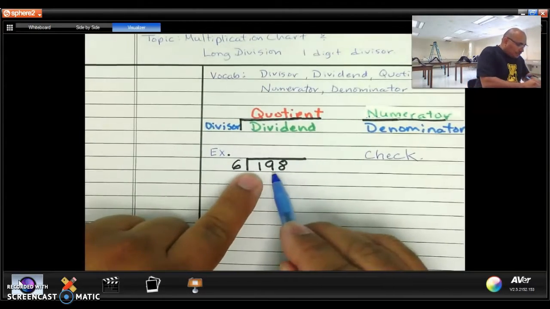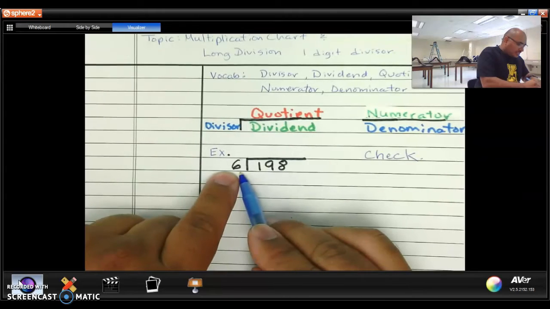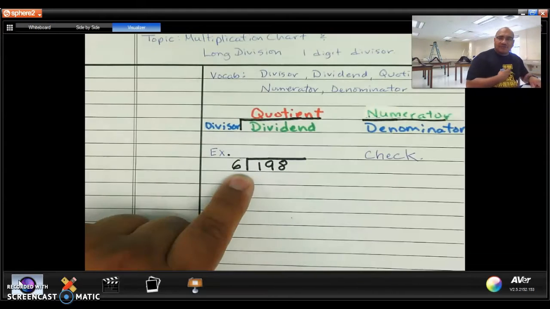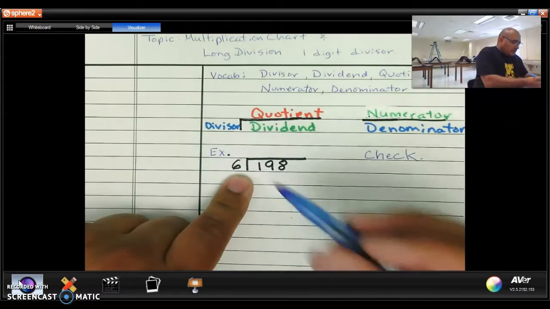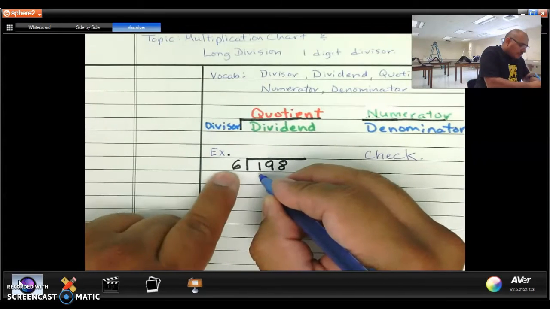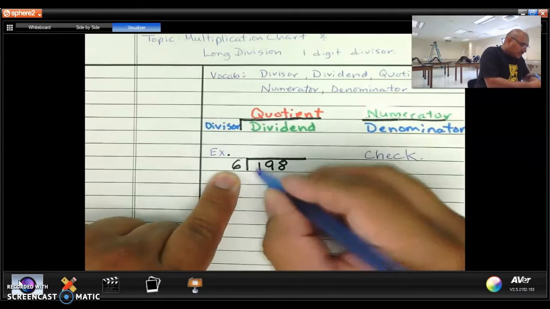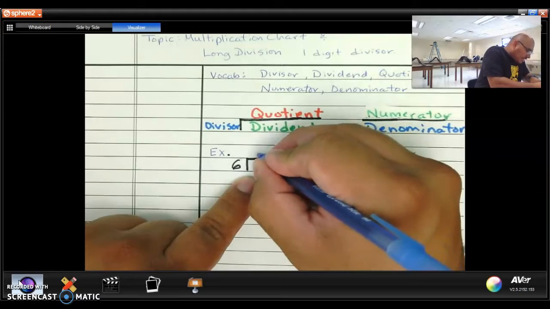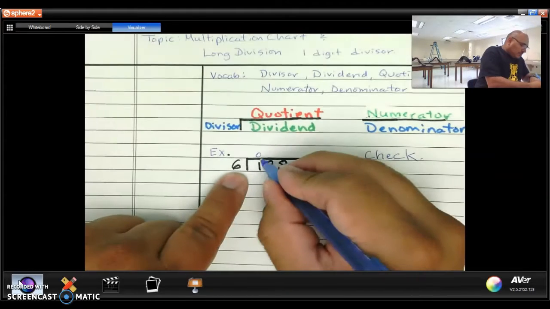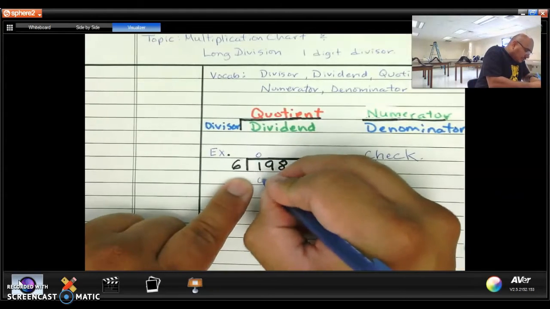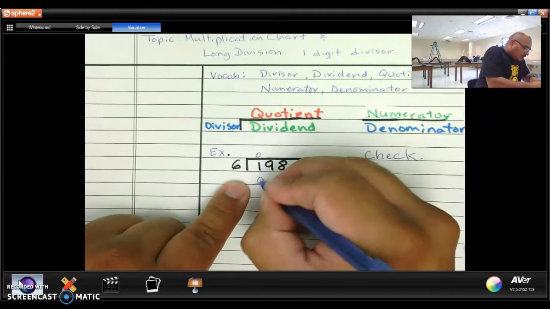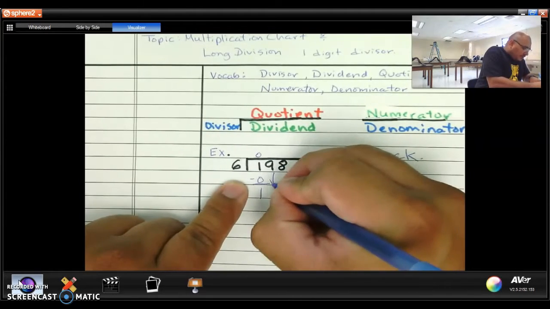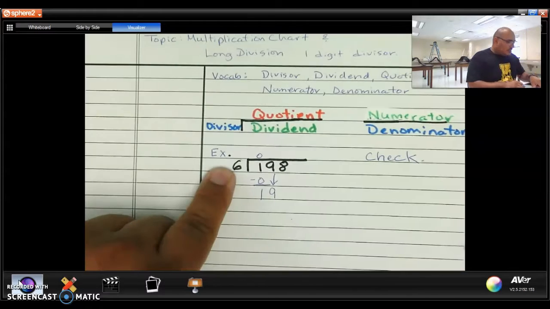So I have 198 divided by 6. I have already put it in the division box for you. So all we have to do is start dividing. And again, you're going to start off with the very first number by dividing it by your divisor. 6 goes into 1 0 times. That's not possible. So that means 0 times 6 is 0. I'm going to subtract 0 from 1, and I'm going to get 1. Then I'm going to bring down that next number of 9.